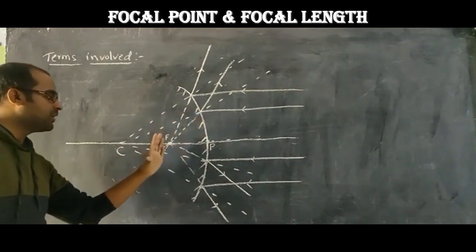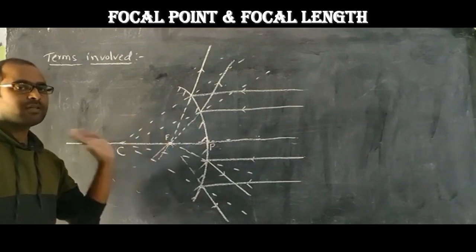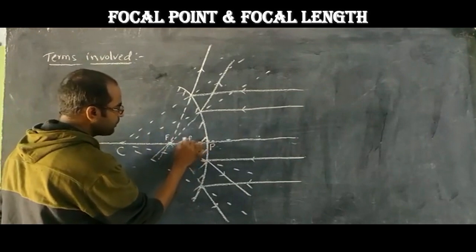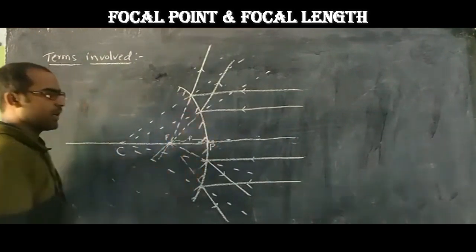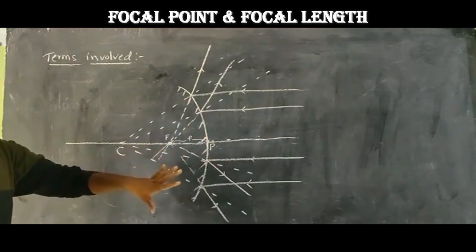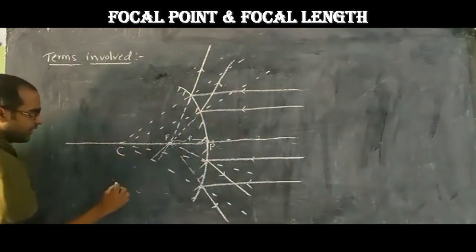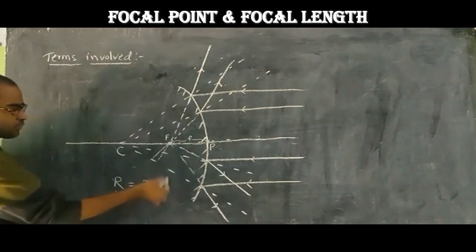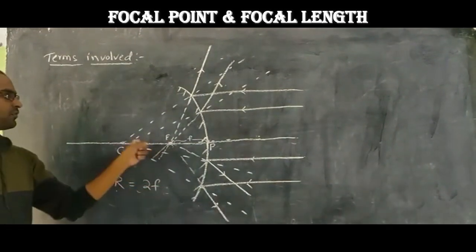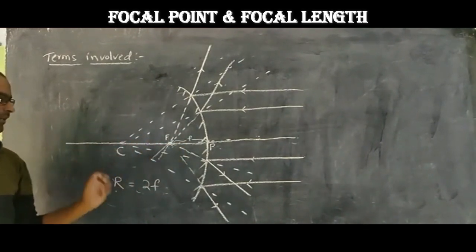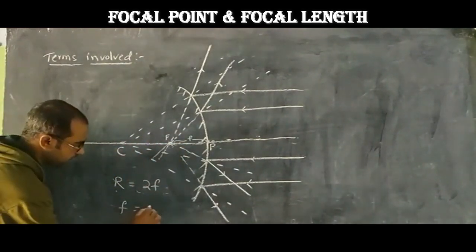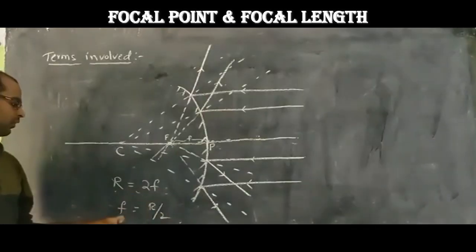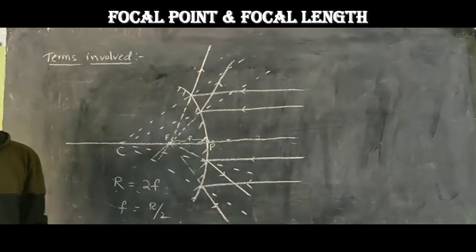So the image will be formed inside the mirror in the case of a convex mirror, and the distance between this focal point and this pole is nothing but the focal length. Here also the same relation holds between radius of curvature and focal length: R equals 2f. Radius of curvature is twice the focal length, and focal length is half of the radius of curvature. R equals 2f, or f equals R by 2, right?